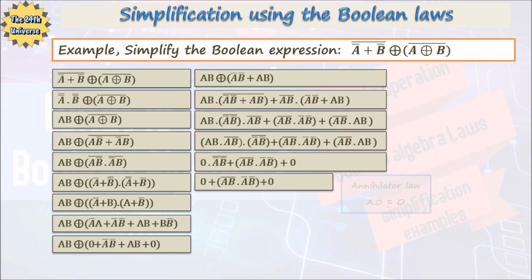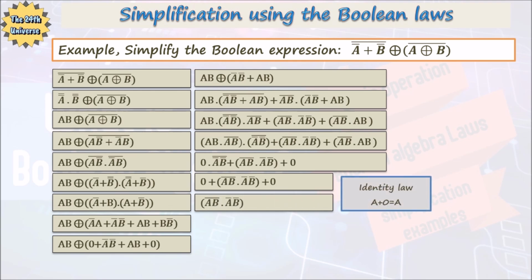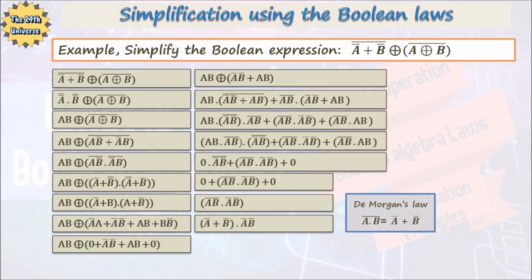Now using the annihilator law, (A bar and B bar) the whole bar ANDed with 0 reduced to 0 like this. Now we know that something ORed with 0 is something itself. So the expression reduced to (AB) the whole bar and A bar B bar. Now using the De Morgan's law to (AB) the whole bar to change the expression to this.